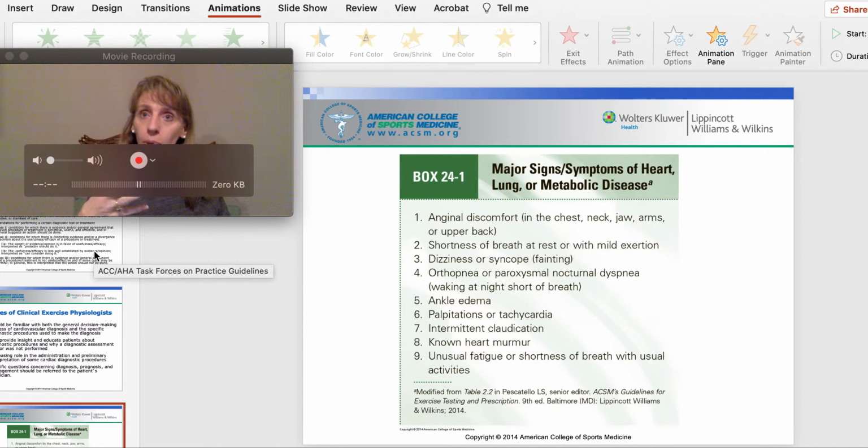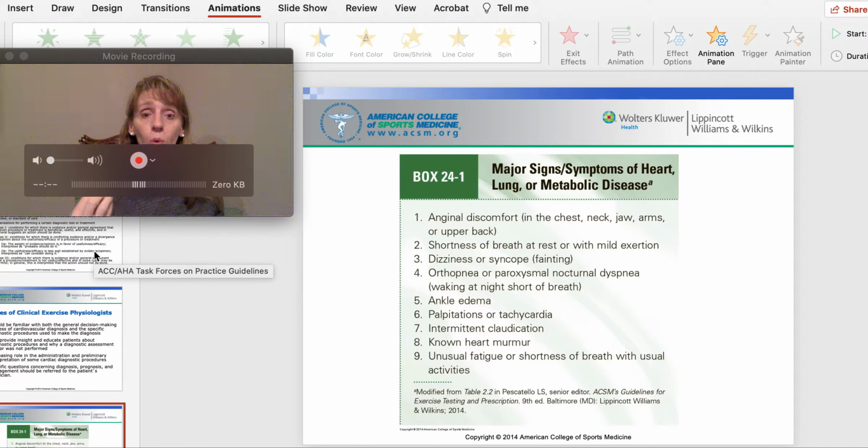Was it crushing? Was it burning? Was it squeezing? Shortness of breath. When do you get it? How often do you get it? Are you at rest? Are you exercising? Do you ever have experiences of dizziness or syncope? Right? When does it happen? Orthopnea, or the word paroxysmal nocturnal dyspnea, right?